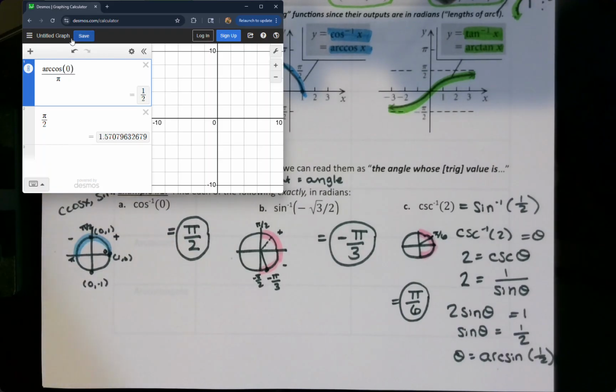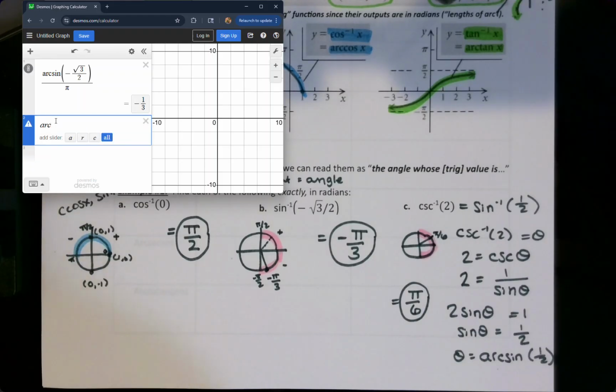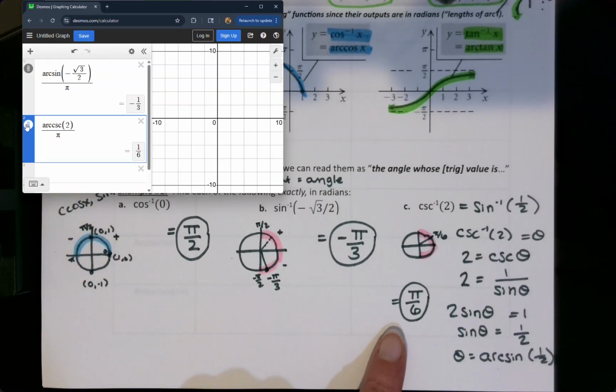Let's check the next one. I'm going to use the arc sine of the negative square root of 3 over 2. And again, it's some decimal. If I divide by pi, I can see it's the fraction negative 1/3, so negative pi thirds is the angle. And for this one here, I can enter the arc cosecant of 2. And once again, if I divide by pi, I get the fraction 1/6. So we're able to confirm that my answer is pi sixths. So by dividing these by pi, I'm actually able to use the calculator to get the values.